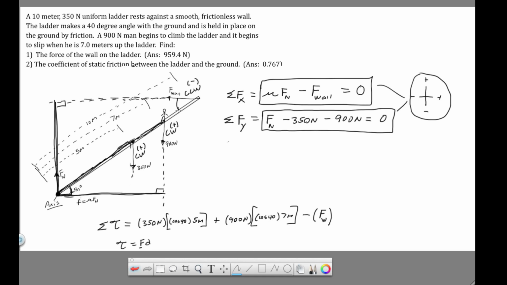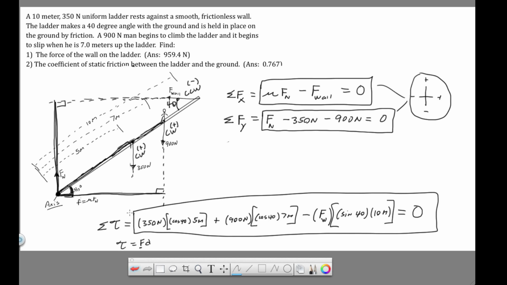So this angle up here is 40 degrees, right? If this is 40 down here, then this is 40 up here. So this lever arm for the force of the wall is going to be sine 40, or you could have used cosine of 50. Sine 40 times the length of the ladder. The hypotenuse here is the full length of the ladder. And then in this class, the torques will always cancel, which means the summation of the torques equals 0. So that is the summing of the torques.